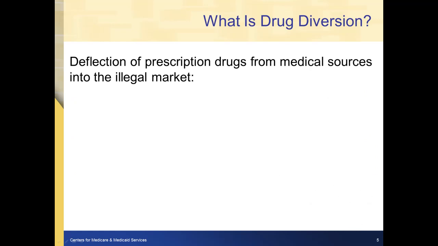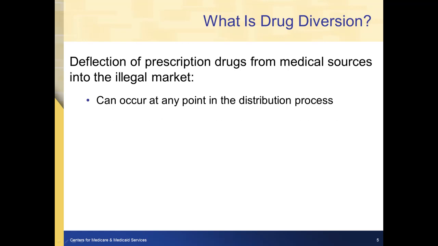So what is drug diversion? Drug diversion is simply the deflection of prescription drugs from medical sources into the illegal market. Drug diversion also includes the use of prescription drugs for illegal or non-medical purposes. Drug diversion may occur at any point in the distribution process of prescription drugs, from the manufacturer to the wholesale distributors, to pharmacies, and ultimately to the patient pursuant to a provider's prescription.